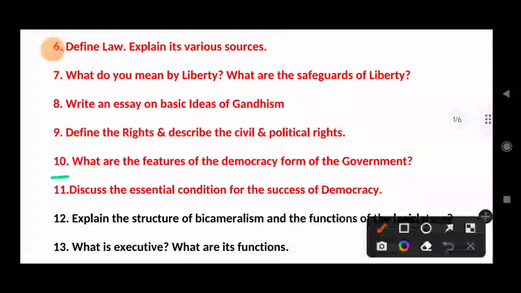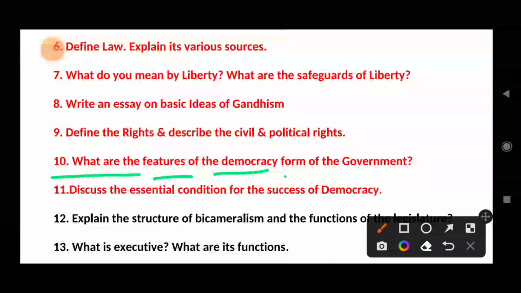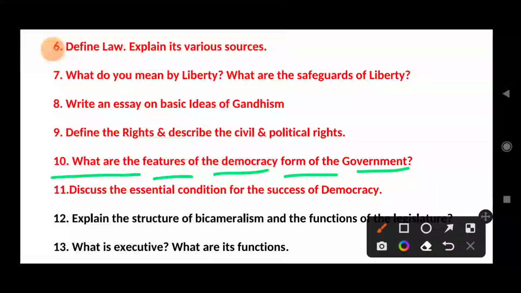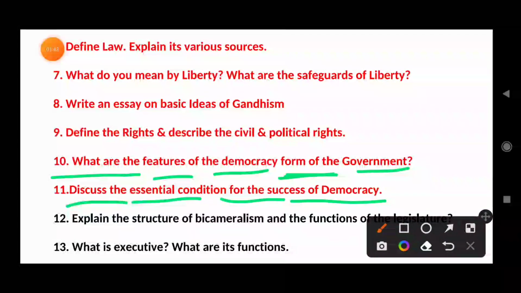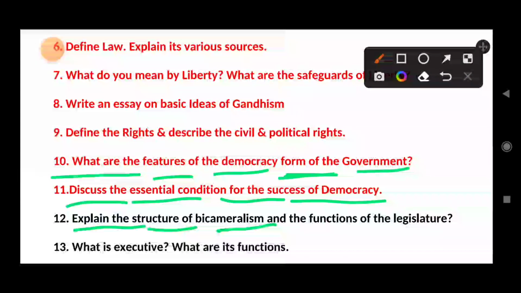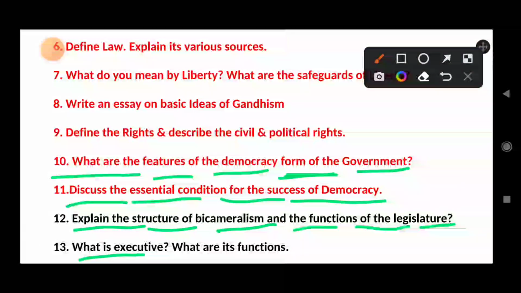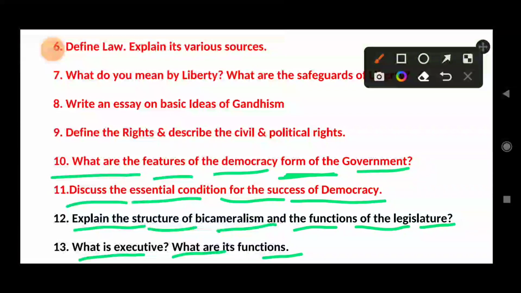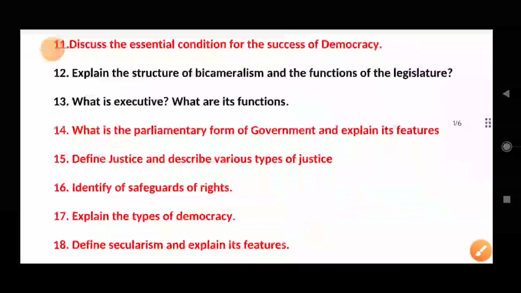And what are the features of democracy form of government? Discuss the essential conditions for success of democracy. Structure of bicameralism and functions of legislature. What is executive? What are its functions? Okay, these are important questions.